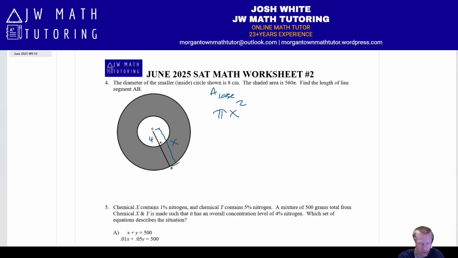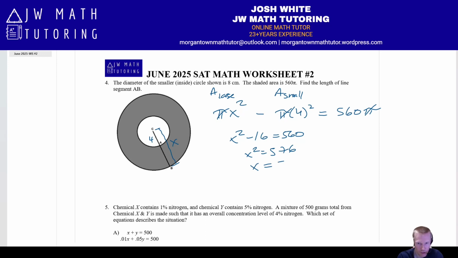Again, this is area of the large. Then when we subtract from that the area of the small, you could say the area of the white circle here, that's going to be pi times 4 squared. All right, and then that's just going to be equal to the shaded area, which is 560 pi. So essentially, the pi's we can just cancel out and get rid of. So we get x squared minus 16 equals 560, or x squared equals 576. Or you can go ahead and square root both sides, and x is going to equal 24.